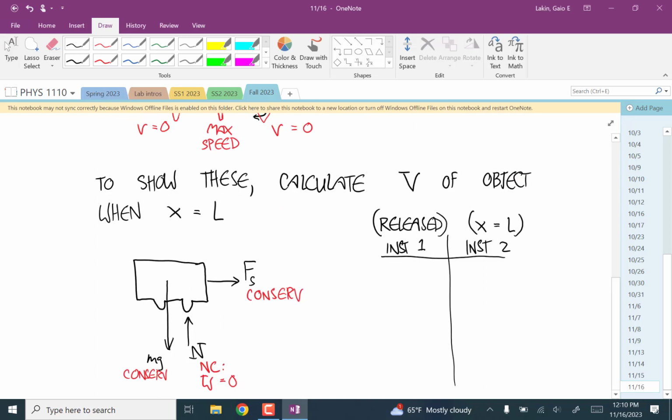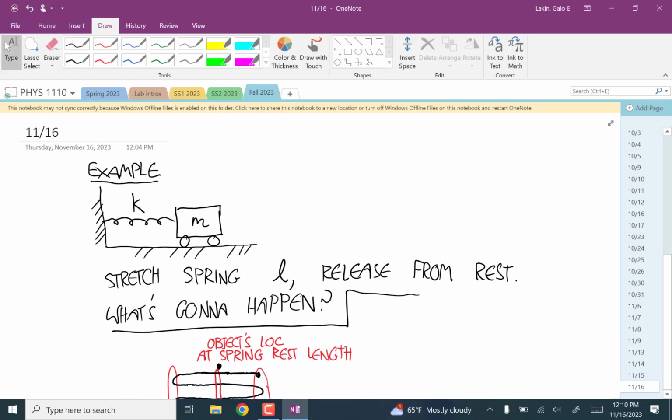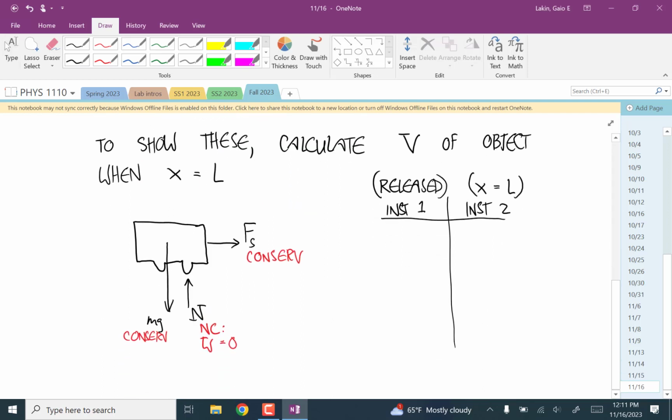Okay, so at instant 1, the first thing we have to do in any motion like this is choose an h equals 0. Let's choose it where the object is. This object never changes height. So if we call this h equals 0, that's going to make the gravitational potential 0 the whole time, because we'll be multiplying everything by 0. So gravitational potential energy is equal to the mass times 9.81 times 0. So this is equal to 0.